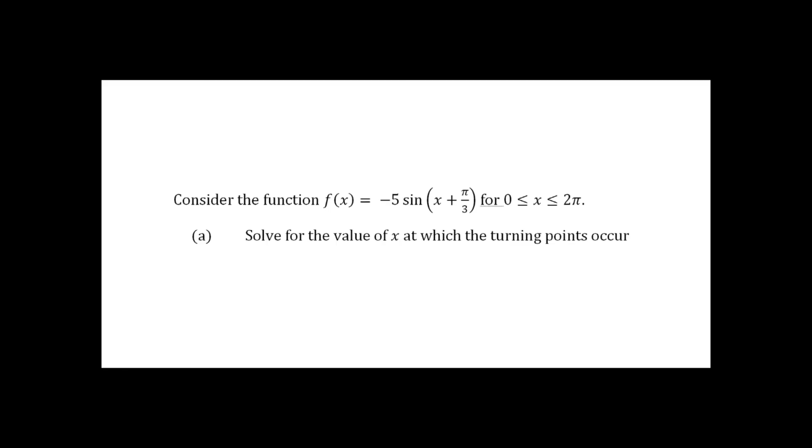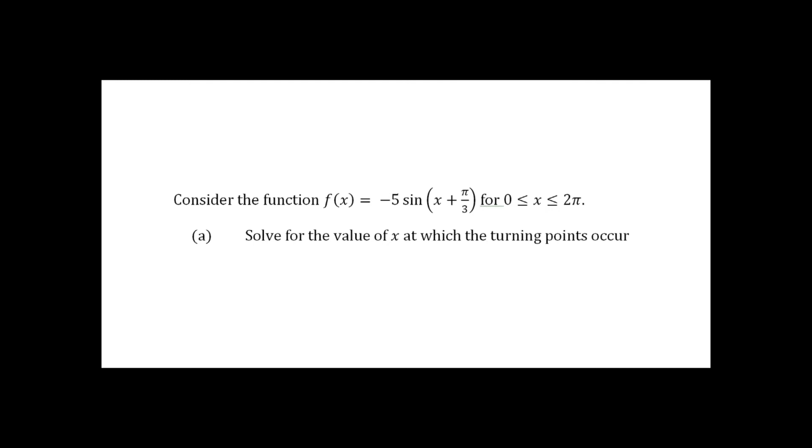Okay, so let's read the question. Consider the function f(x) = -5 sin(x + π/3) for 0 ≤ x ≤ 2π. The question asks you to solve for the value of x at which the turning points occur.